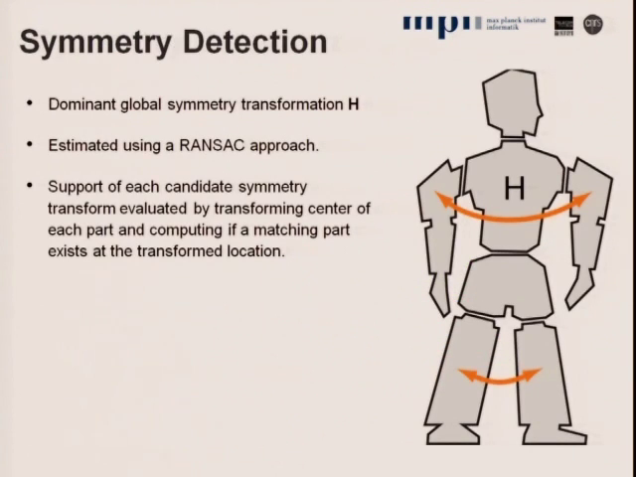Once we have that, we run a symmetry detection step. In this step, we randomly sample two similar parts, maybe these are the two feet. The two feet define two 3D points in space, and so they define a symmetry plane, and then we look at how much the other parts support this symmetry plane. This gives us the dominant global symmetry transformation, which we call H.